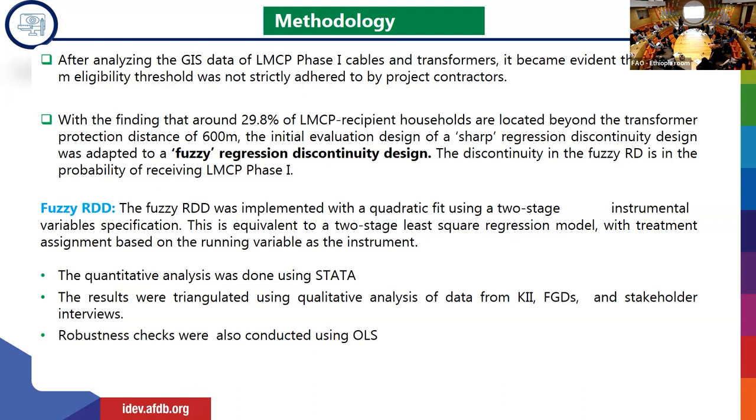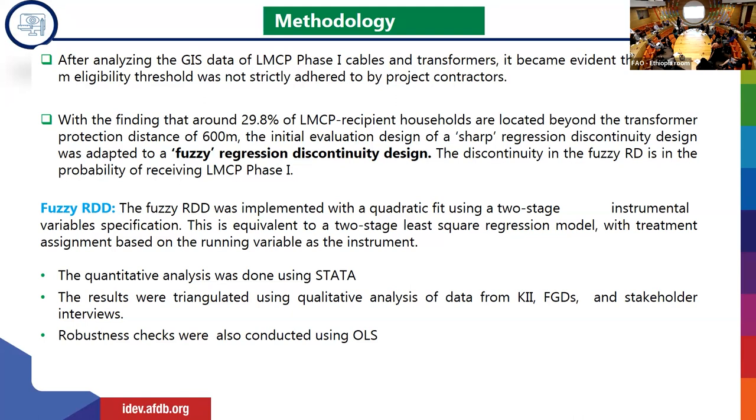So due to this, we were not able to use the sharp regression discontinuity design that we had hoped to use. And that is the reason why we used the fuzzy regression discontinuity design, which allows for a small jump in the probability of assignment to treatment at the threshold. So we could not use the sharp regression discontinuity design for that because we realized some households were actually above the 600 meter radius of the transformer.